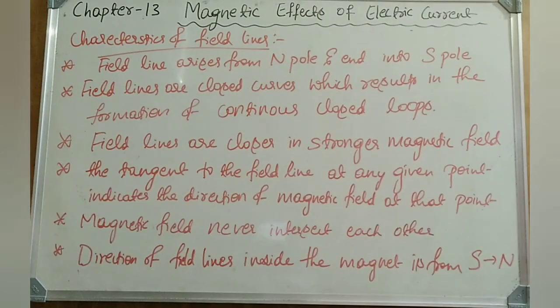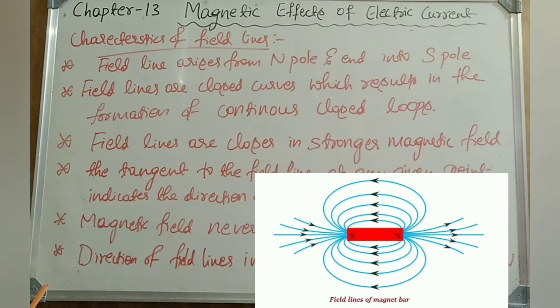Now, field lines are closer in a stronger magnetic field. Now look at this diagram. Find out where the field lines are closer. We can observe that field lines are closer towards the ends of its poles, that is the north pole and south pole. So wherever the field lines are closer, there will be a stronger magnetic field.